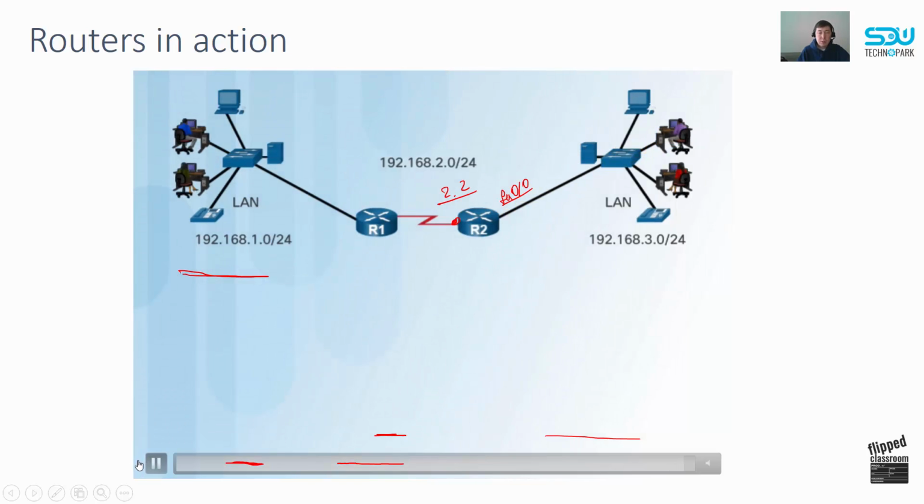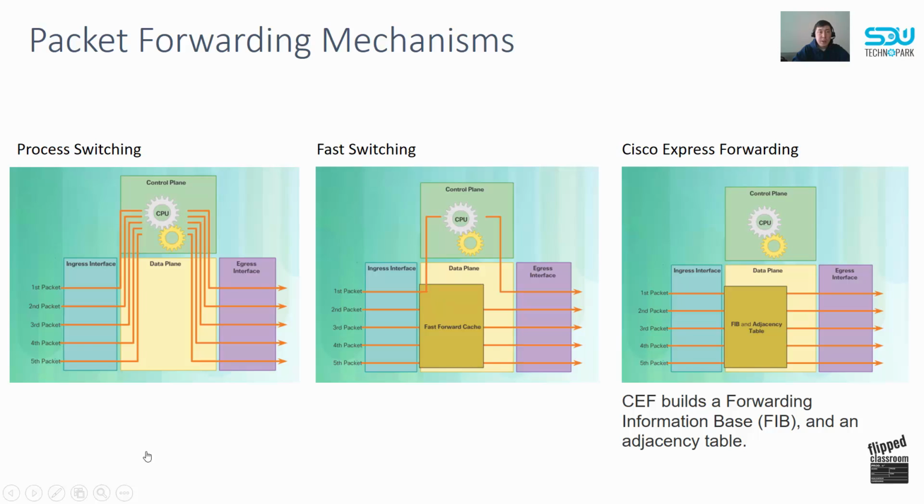Routers use the routing table to define where to resend the information. Let's continue. We have three mechanisms of packet forwarding. They are process switching, fast switching, and Cisco Express Forwarding.